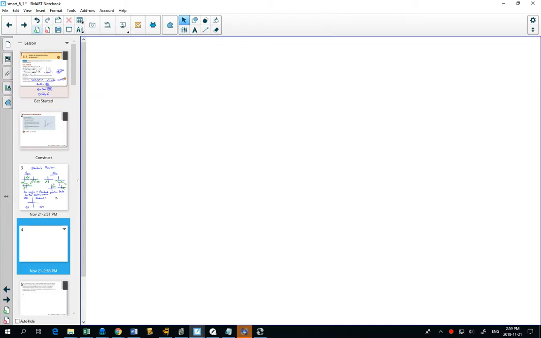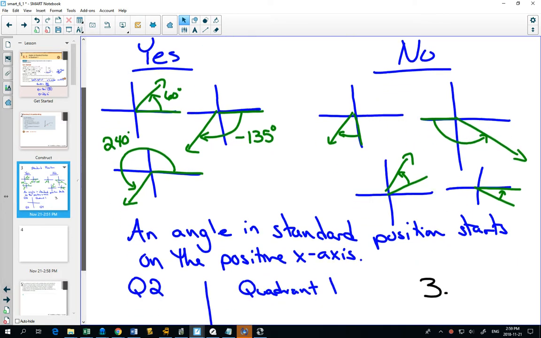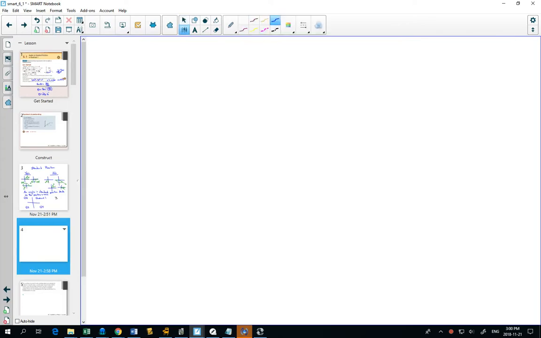All right, so we already looked at what standard position was. An angle in standard position starts on the positive x-axis. We labeled our quadrants, 1, 2, 3, and 4. We did question 3, and now we're going to learn some special triangles which allow us to do sine, cos, and tan of certain angles without our calculator.